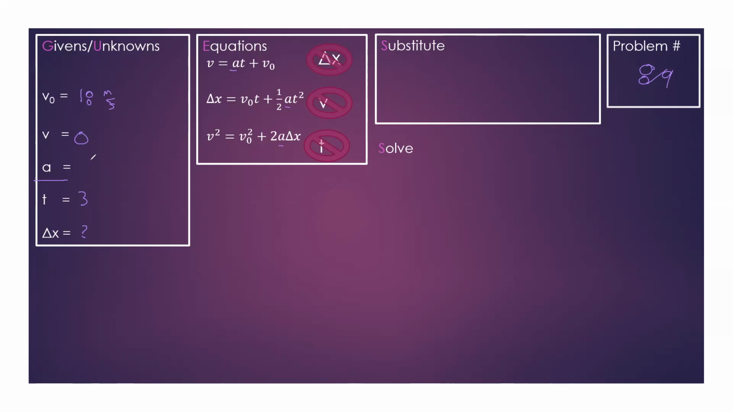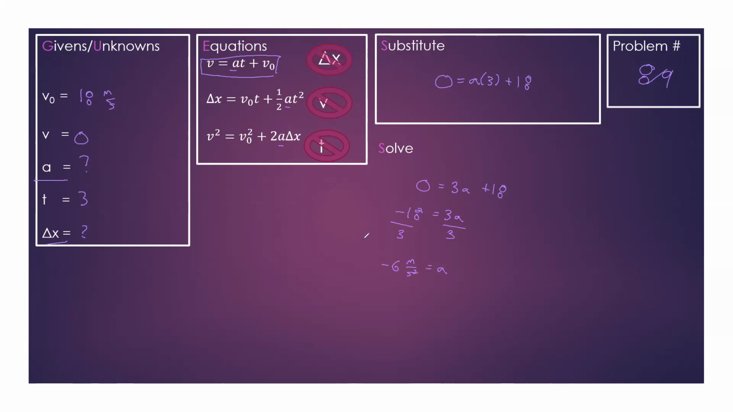So in this case, I'm going to first find acceleration, meaning I temporarily do not care about delta x, in which case I'm going to choose this equation here. So final velocity equals acceleration times time plus initial velocity. So that's 0 equals 3a plus 18. I'm going to subtract 18 from both sides. That gives me negative 18 equals 3a. Negative 18 divided by 3 gives me negative 6 meters per second squared.